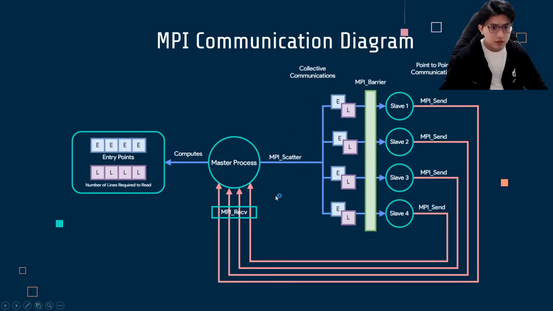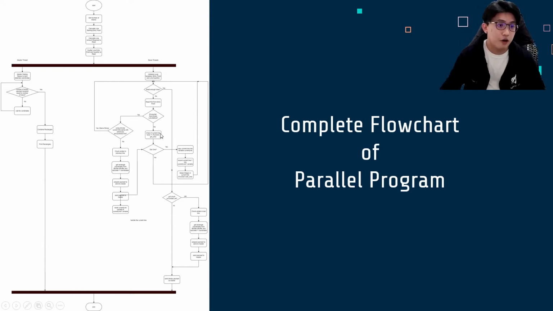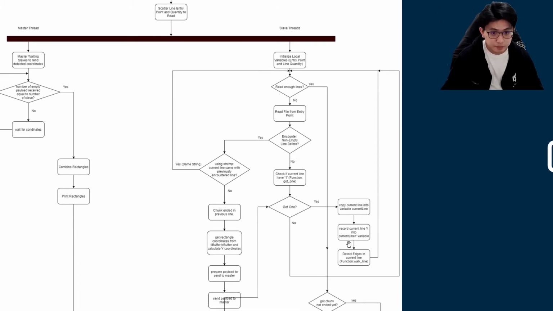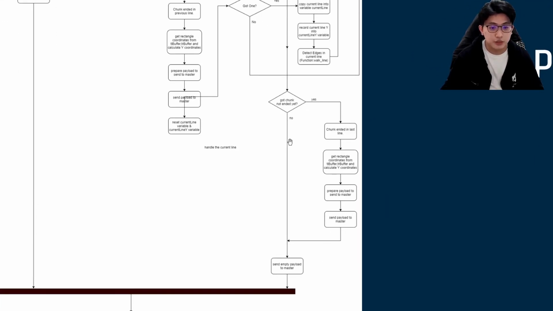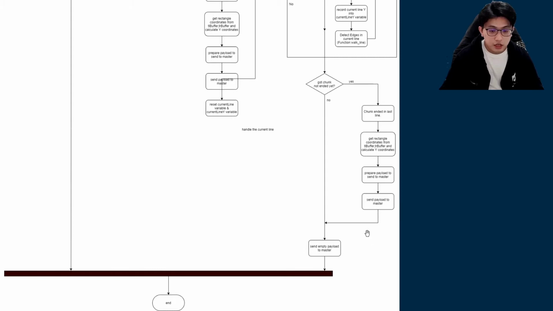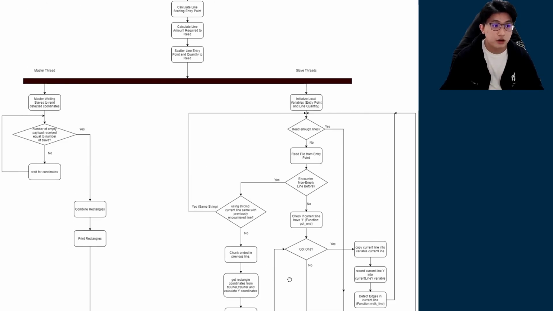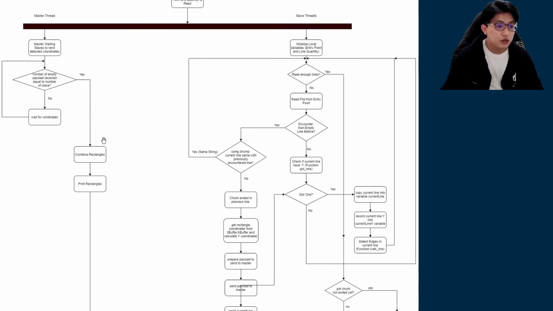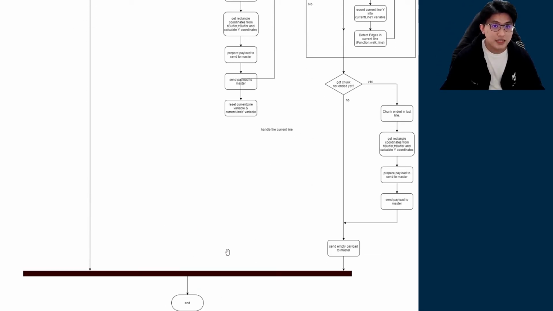So this is the complete flowchart of the parallel program. You can see that the master thread and slave threads are carried out in parallel, and this part is the same rectangle detection we discussed earlier. One thing to mention is that at the end of the rectangle detection, the slave will send the empty payload to the master. The master is actively waiting. Once the number of empty payloads received equals the number of slaves, the master will combine the rectangles and print them to the console. That marks the end of the program.